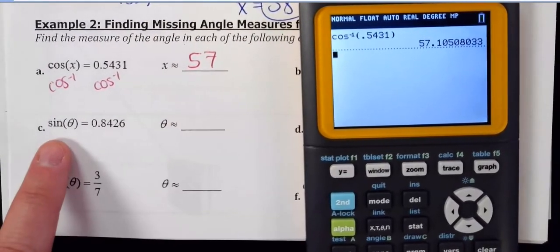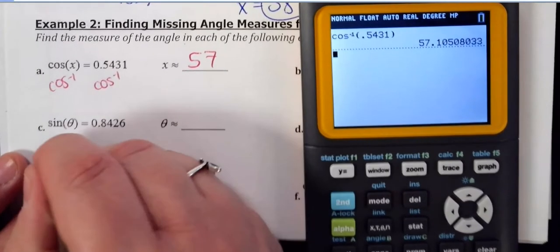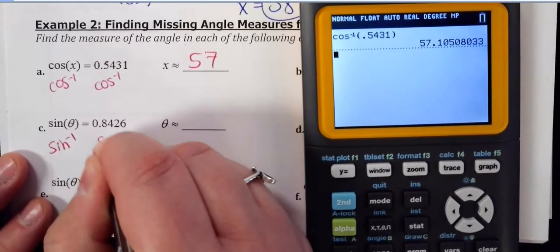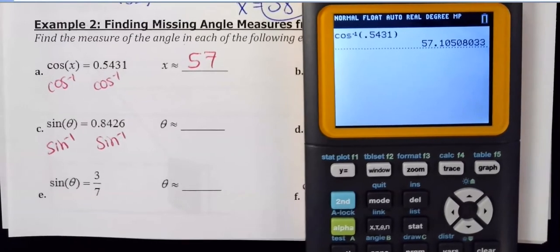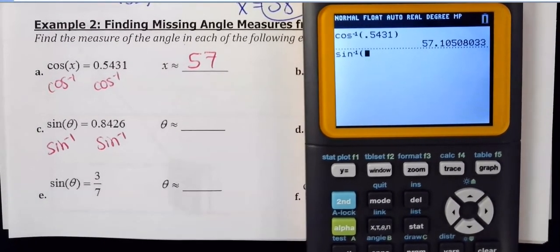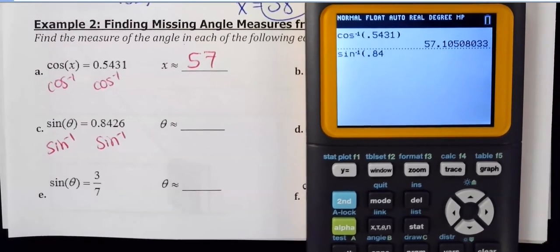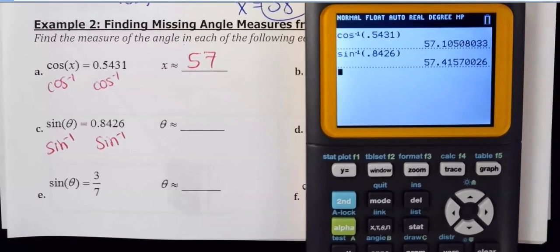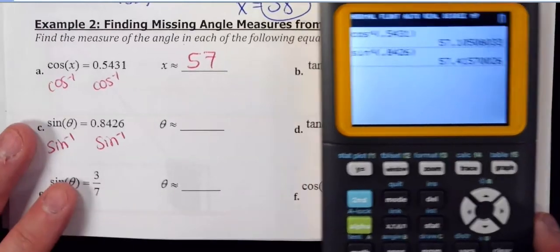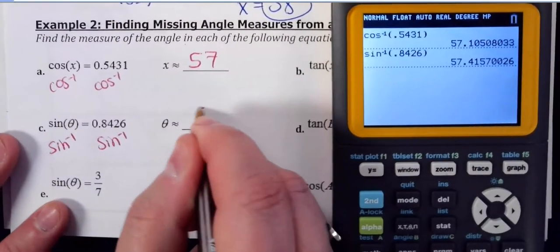If I don't know the angle here and I'm doing sine, to cancel out the sine, I'm just going to do inverse sine. So all you have to do on your calculator is second sine, get that little notation there, and type in that decimal they give you. And that should give you the angle, which is actually, well, if we're doing that one, we got to round that one to 57 also.